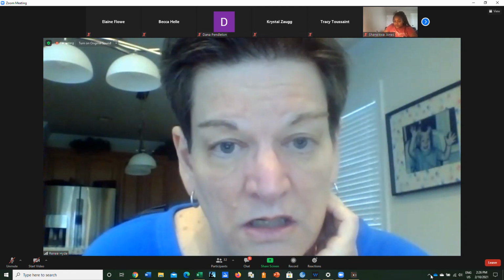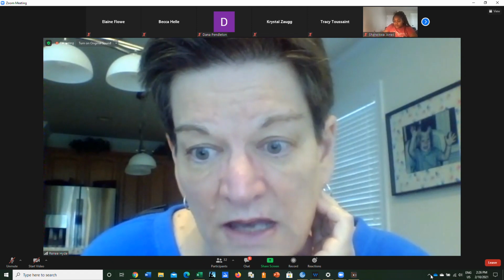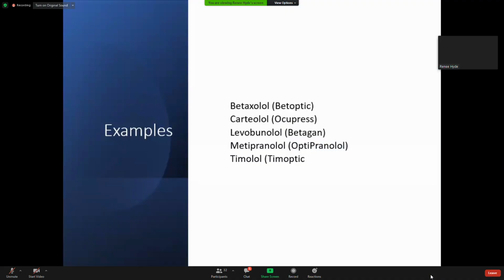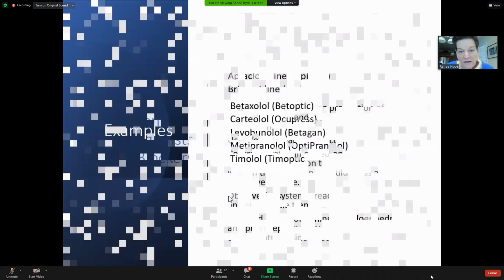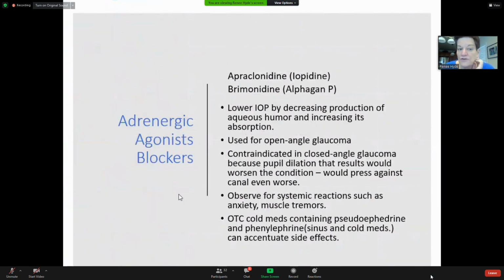So let's look at the next class. Adrenergic agonists, again, decrease production of aqueous humor. What it does is it causes pupil dilation and decreases that angle. It's contraindicated in angle-closure glaucoma because it would cause that angle to close even more.